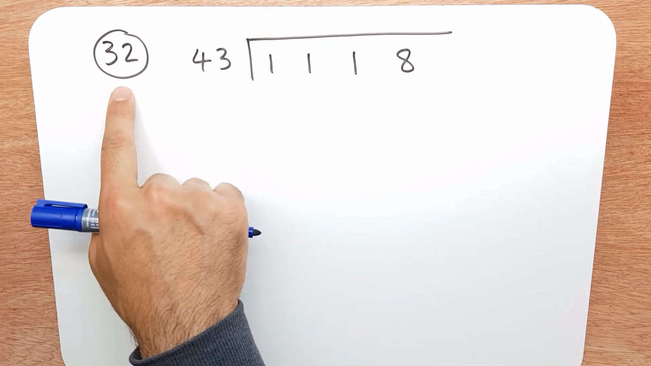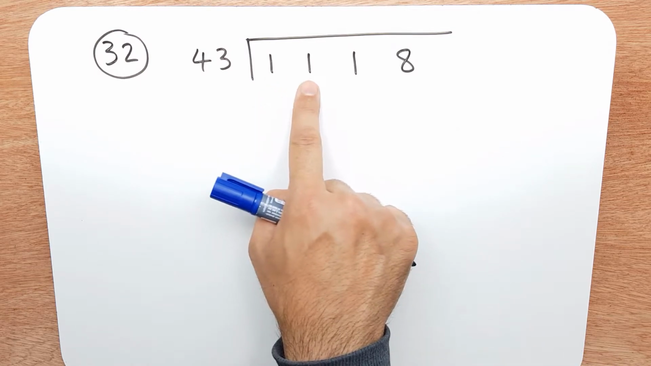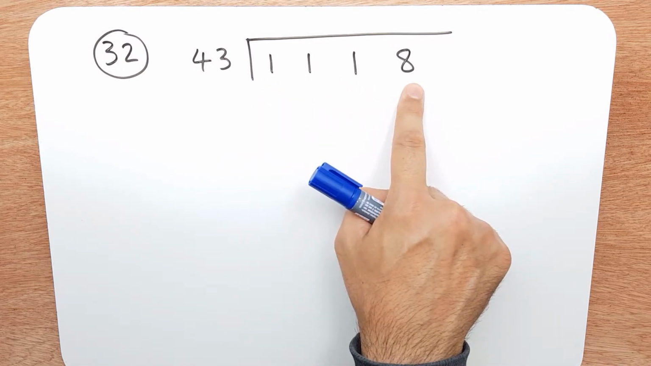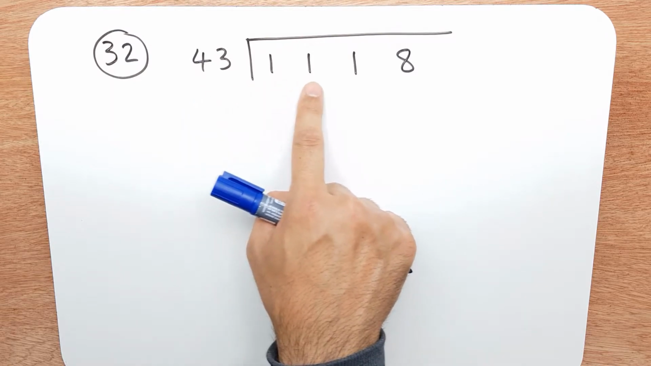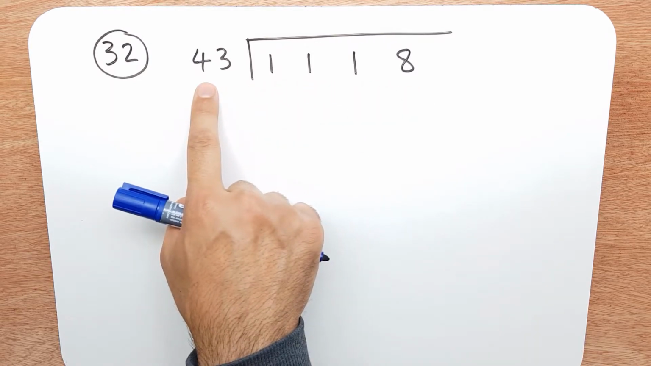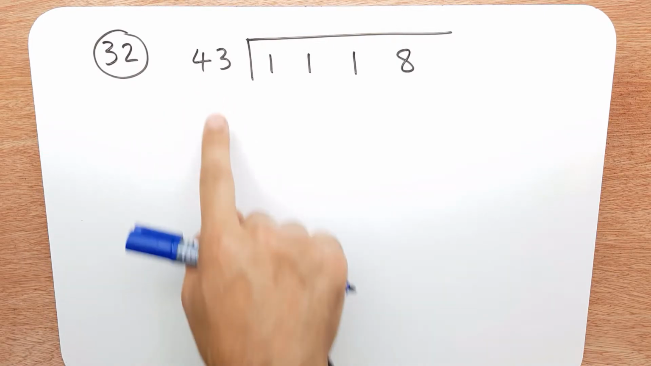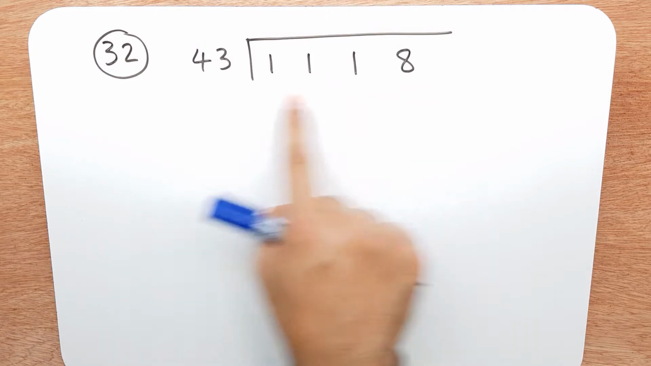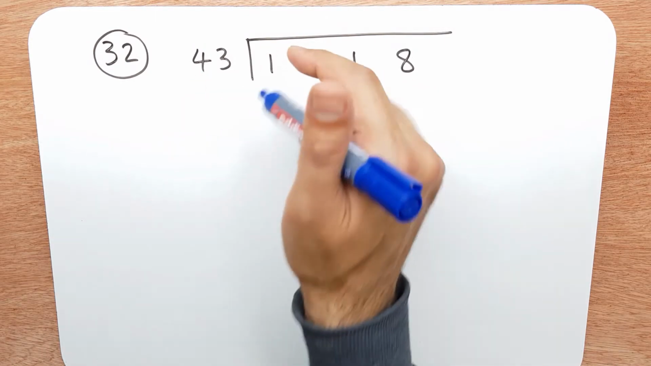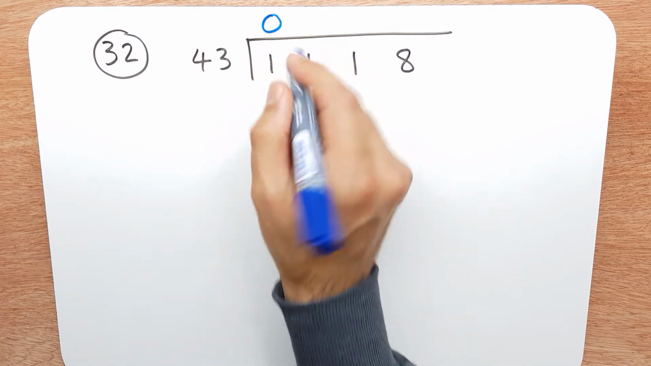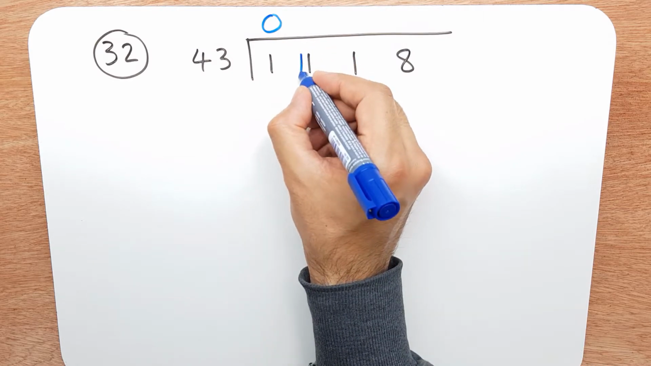Question 32. So it's 1,118 shared by 43. I'm going to use the traditional shorthand method. How many 43s can I get from 1? You can't get any, so that one gets transferred over to here, so that becomes 11.